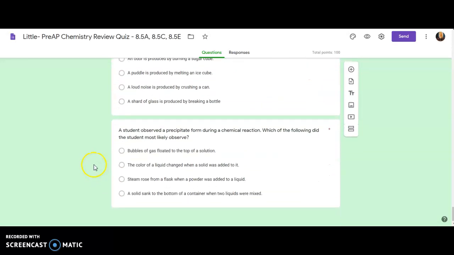Last question. A student observed a precipitate form during a chemical reaction. Which of the following did the students most likely observe? Bubbles of gas floated to the top of a solution. The color of a liquid changed when a solid was added to it. Steam rose from a flask when a powder was added to a liquid. Or a solid sank to the bottom of a container when 2 liquids were mixed. Make sure you understand what the definition is for a precipitate, and then the answer should be pretty obvious.